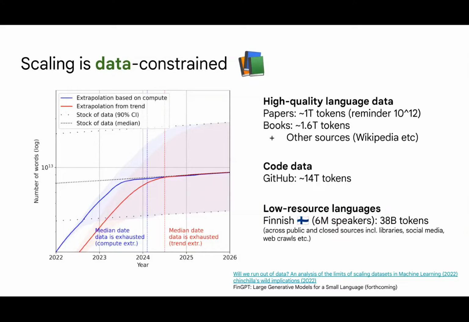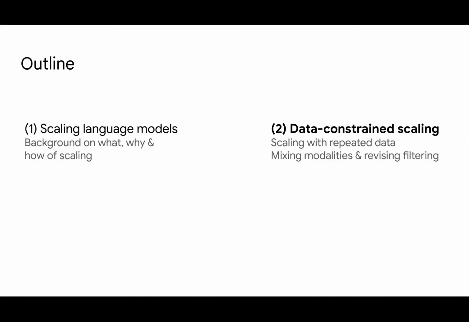However, things get much more dire when we consider specific languages. For example, if we are training a language model for Finnish, a language of 6 million speakers, there are only around 38 billion tokens available. This amount of data is already exhausted by current large language model needs. Starting from this motivation, we consider the question of data-constrained scaling. Our goal will be to reconsider the questions of return and allocation in a world where data is inherently constrained.